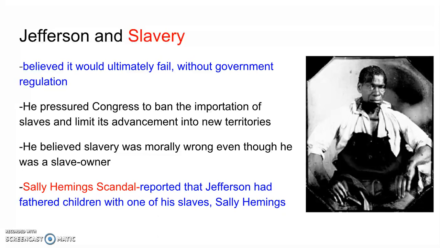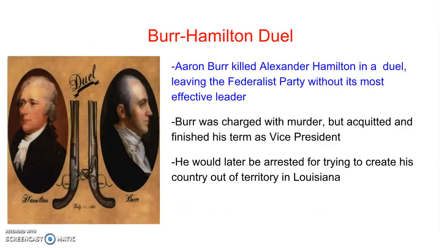Now, Jefferson doesn't acknowledge these rumors. He doesn't say anything during the presidency. He just lets them happen, but he never acknowledges them because it helps save his career. Now, today, with modern technology, DNA tests, we do know that these rumors were actually true and that there are a percentage of African Americans today that can trace their heritage back to Thomas Jefferson.